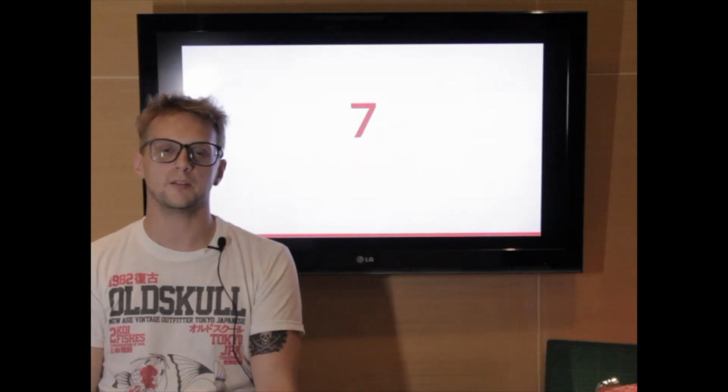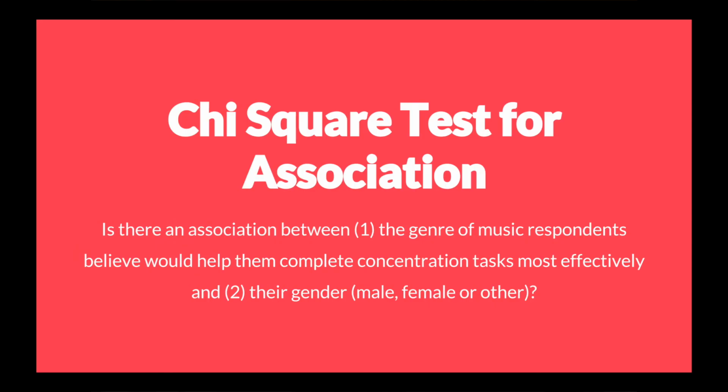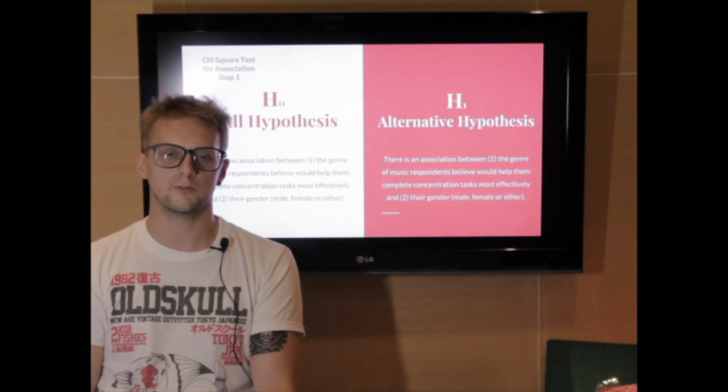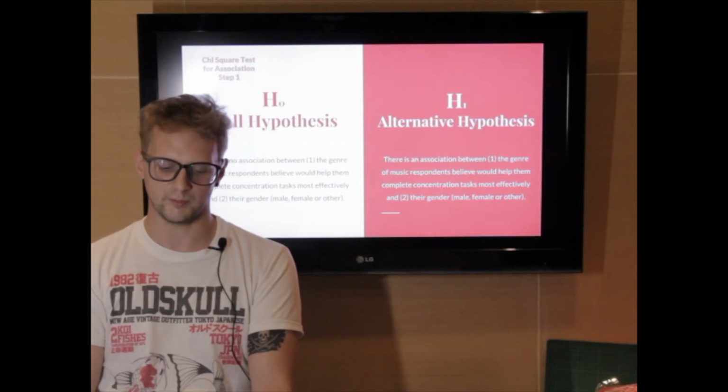The next question follows the same principle, but instead of comparing it to the Thai and international program, we use the gender. So the question becomes, is there a correlation between the genre of music that respondents believe is the most effective and their gender, male or female or other? Our null hypothesis for this question will be that there is no association between these two variables. Our alternative hypothesis will be that there is an association between these two variables.